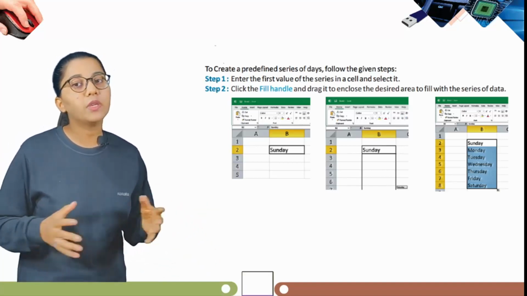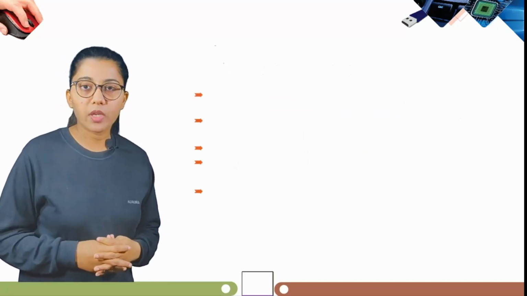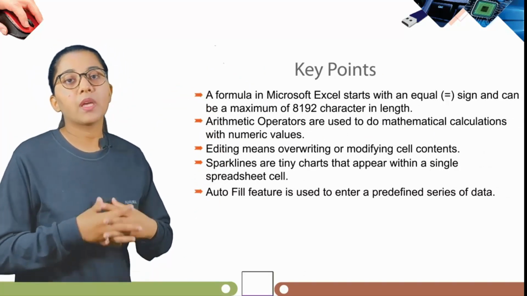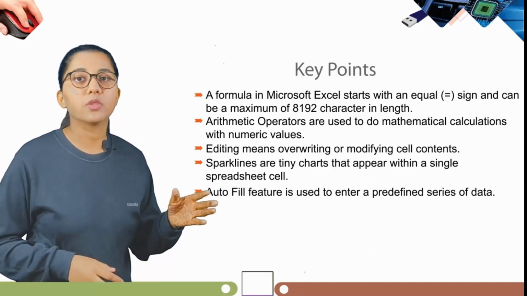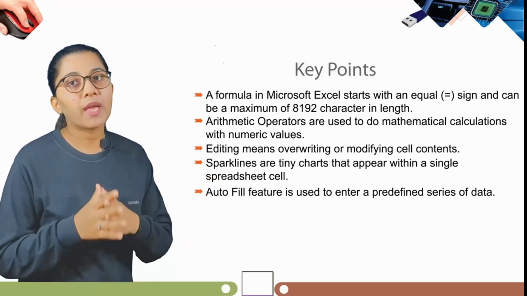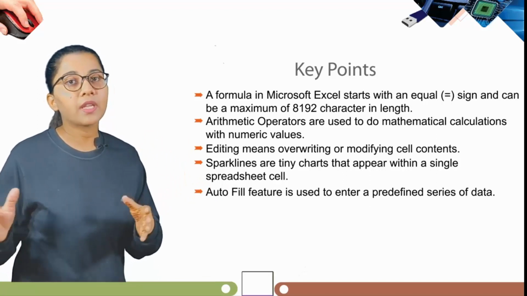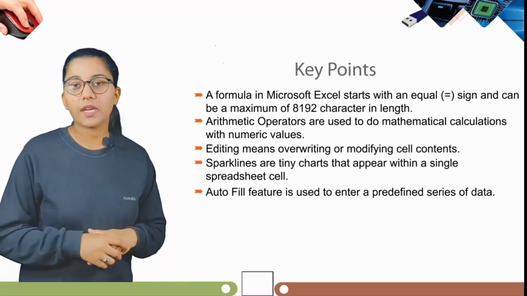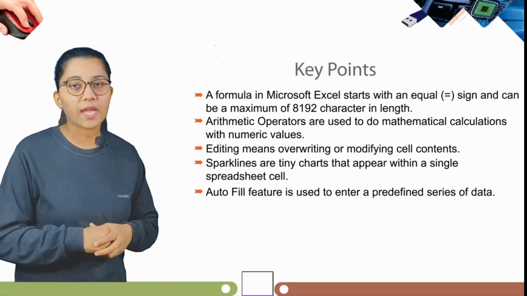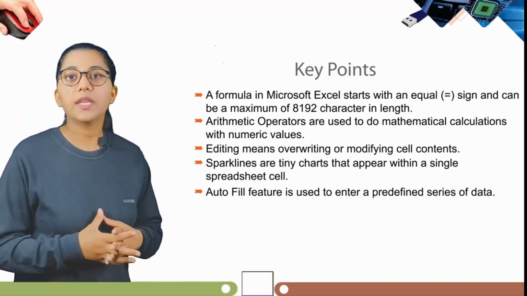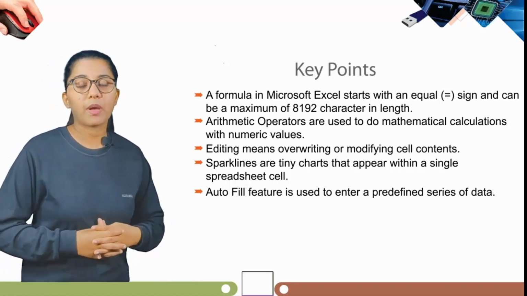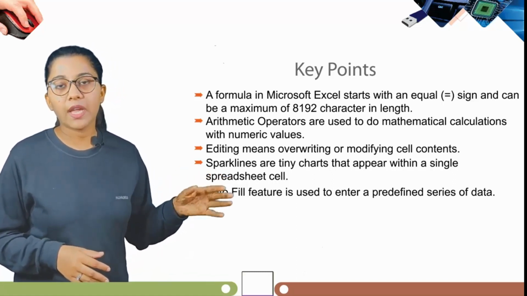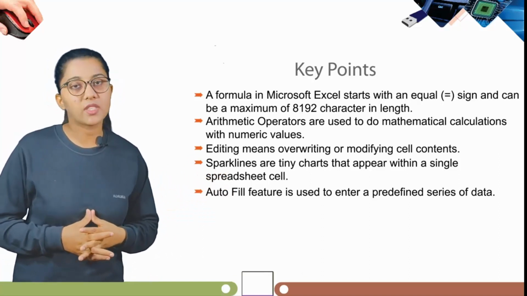So what we have learned in this chapter, let's have a quick look at some key points. First, a formula in Microsoft Excel starts with an equals to sign and can be a maximum of 8192 characters in length. Before starting any formula in Microsoft Excel, we must put an equals to sign, and a formula can go up to 8192 characters in length.